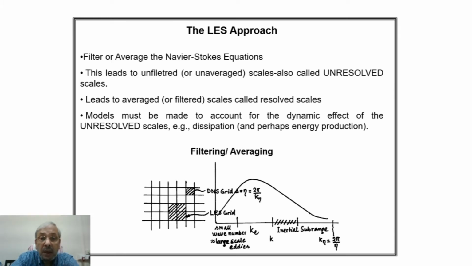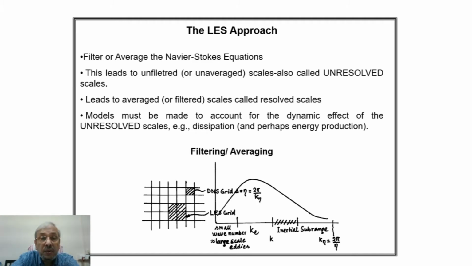Now, the LES approach addresses this problem to some extent. What we do is use filtered or averaged Navier-Stokes equations. So we apply a filter on the Navier-Stokes equations, and this filter is synonymous to grid size.